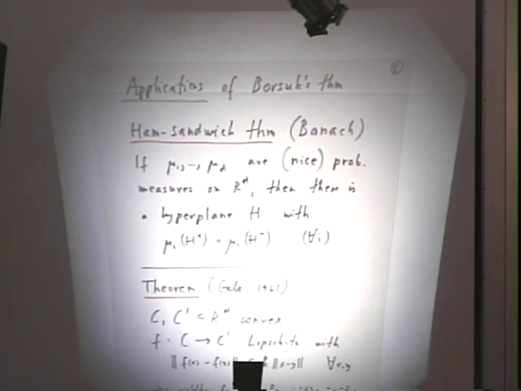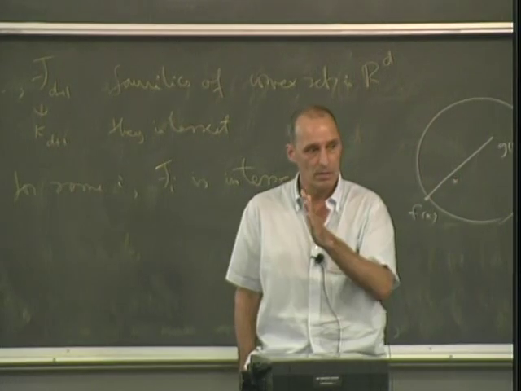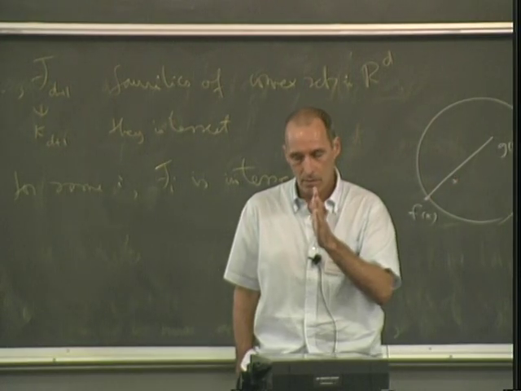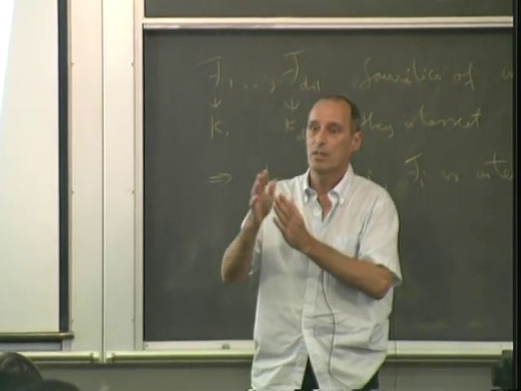It says that if you have d probability measures on the d-dimensional space, and I add nice, say absolutely continuous, then you can halve all of them with one simple hyperplane. That is, there is a hyperplane H such that for every measure mu, the positive side of that hyperplane has the same measure as the other side.